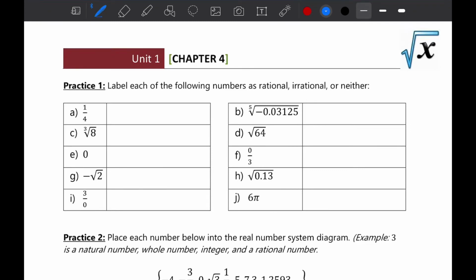Moving on to the next page, let's work on practice 1. Label each of the following numbers as rational, irrational, or neither. For part A, 1/4 is a fraction. If a number can be written in a fraction form, it is a rational number.